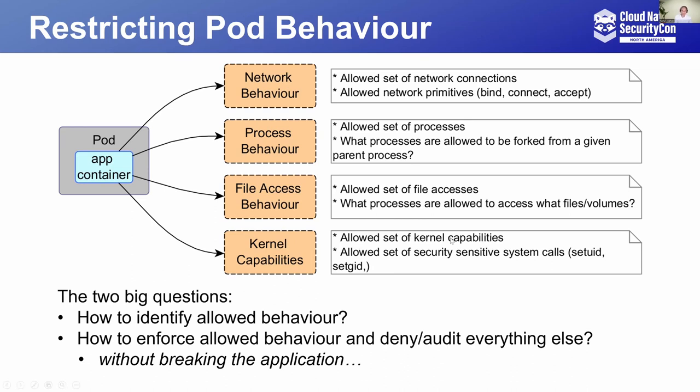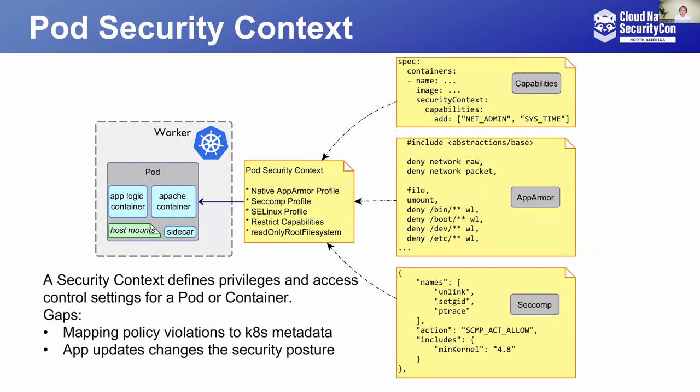Now, the question arises, what exists in the Kubernetes world that can apply constraints on these aspects? There exists pod security context, using which one can define privilege and access control settings for a pod or container. Security context settings allow one to specify AppArmor, seccomp, and SELinux profiles at the pod or container level. It also allows limiting the set of kernel capabilities within the pod. Note that the user needs to identify the set of controls, such as what capabilities are allowed, what the native AppArmor profile should be, and what system calls are allowed. This is a non-trivial task.